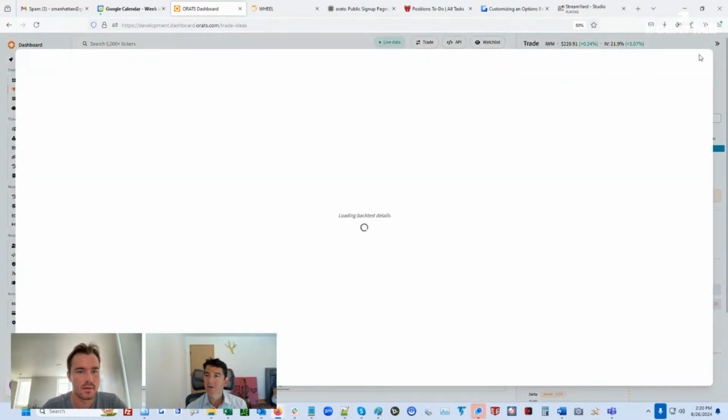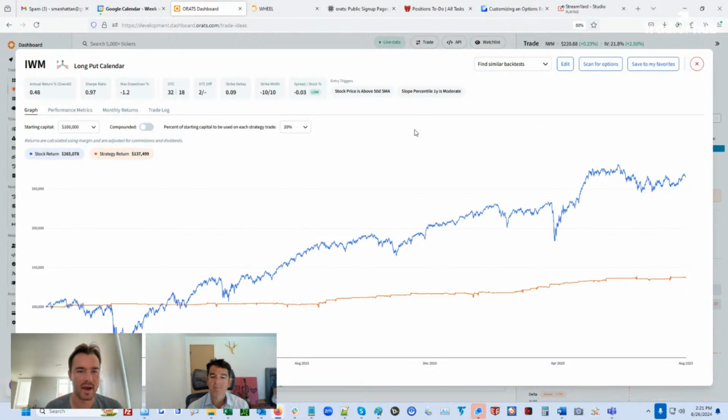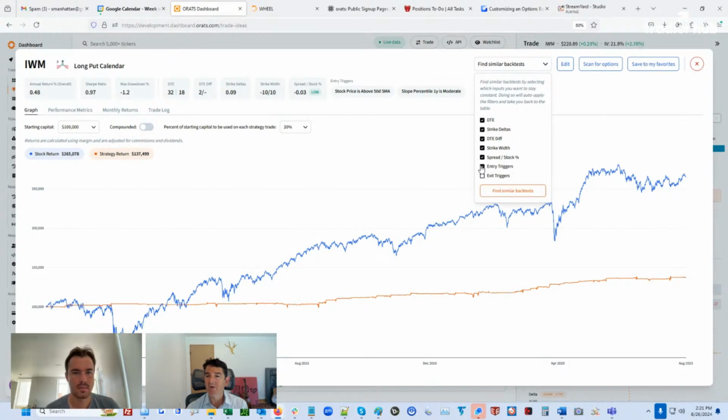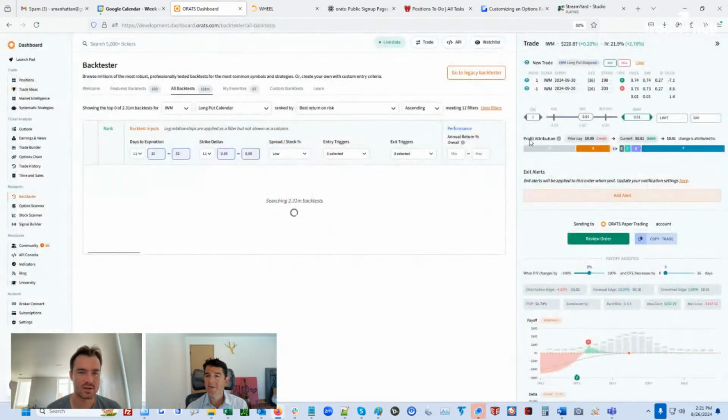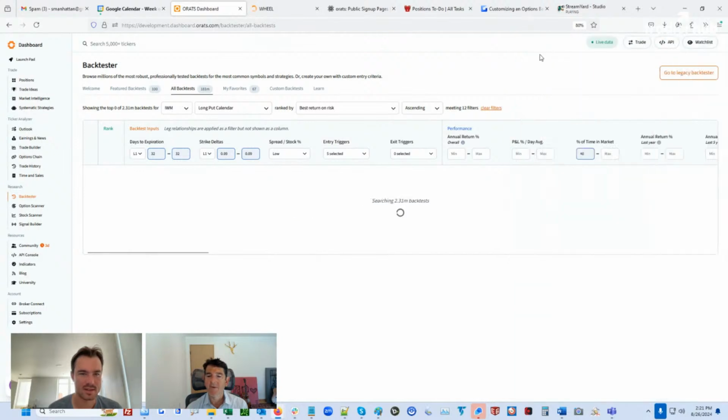So what we're doing here is trying to find if this backtest or a similar backtest had a pattern in stop losses or profit targets that ended well for the backtest. Right. So you would say find similar, and then uncheck the exit triggers, or the entry triggers too. It depends how much you want to look at. With entry triggers, you're only going to see this one backtest, so you're probably going to have to uncheck those.